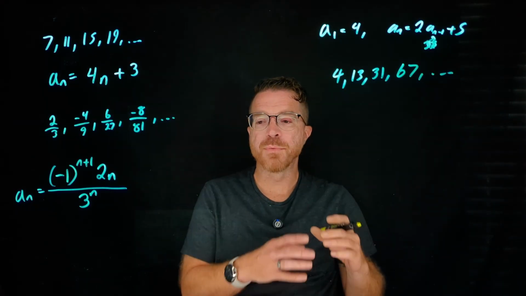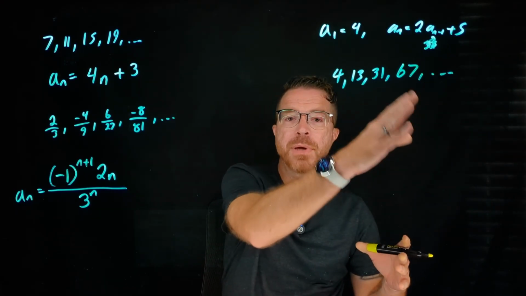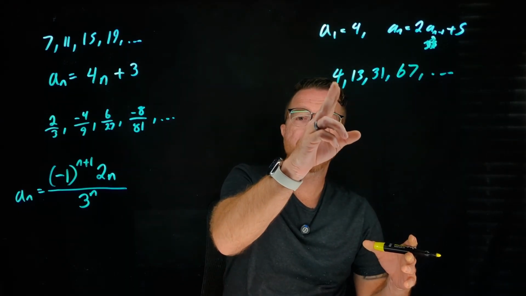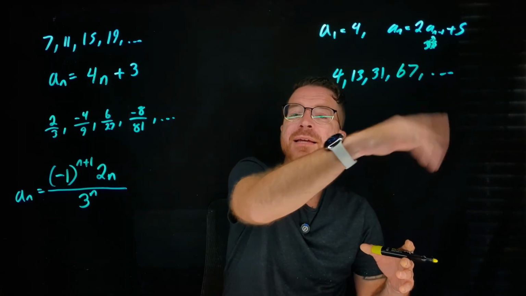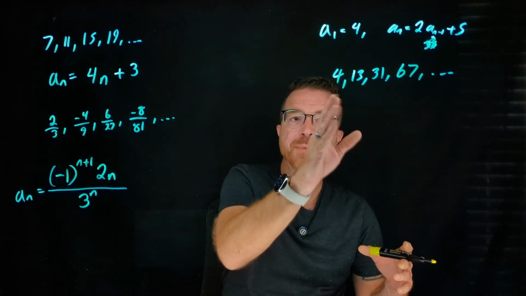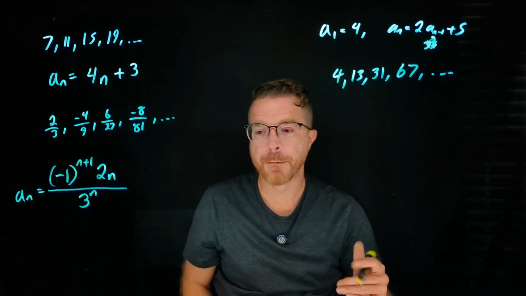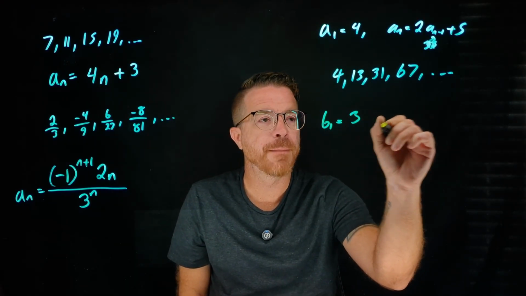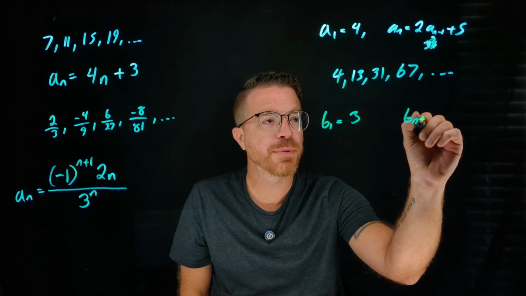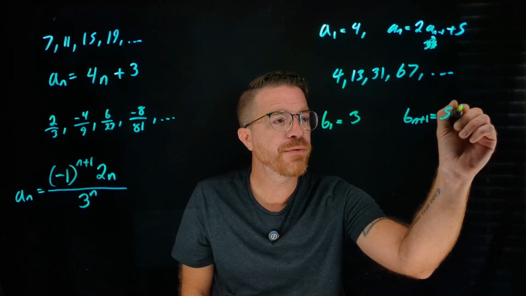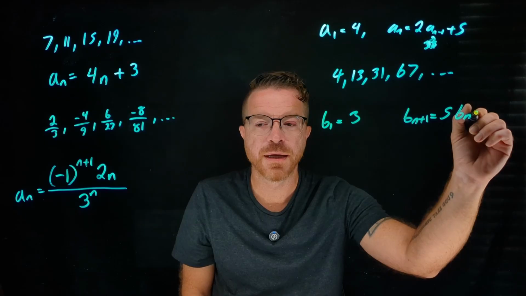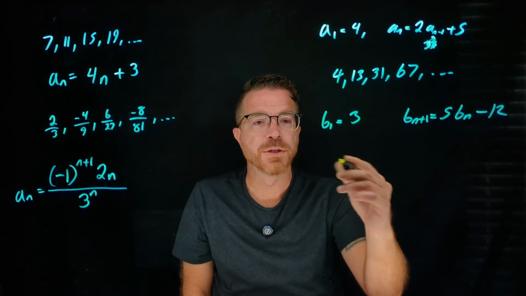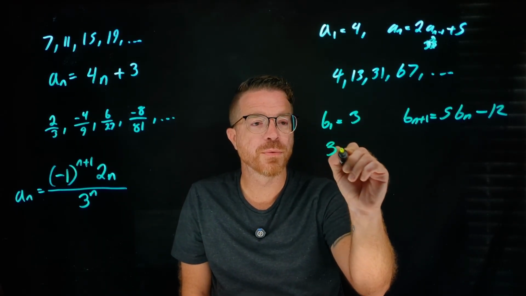And this would be a recursive sequence. Each step, we basically are taking whatever we had and plugging it back in to get the next number in it. It's growing based off of the step that came before. Let's do another example. b1 is equal to 3, and we have that b(n+1) is equal to 5 times bn minus 12. So again, we're going to start with 3.